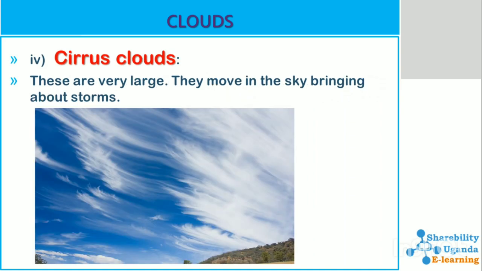Then we have what we call the cirrus clouds. These are very large and they move in the sky, bringing about storms. So they are not experienced regularly everywhere in every region. They are normally experienced in regions that normally experience storms.